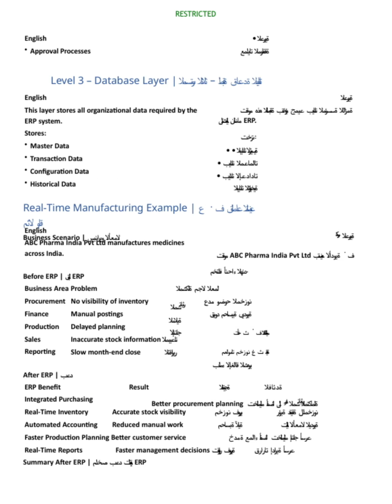Let's look at how real-time reports transform decision-making after implementing an ERP system. Before ERP, issues like inaccurate stock data, manual postings, and delayed planning slowed everything down. Now, with integrated purchasing, real-time inventory updates, and automated accounting, management can plan production faster and serve customers better. This means less manual work, clearer stock visibility, and smarter procurement. The result: quicker, more informed decisions that keep the business running smoothly and efficiently.